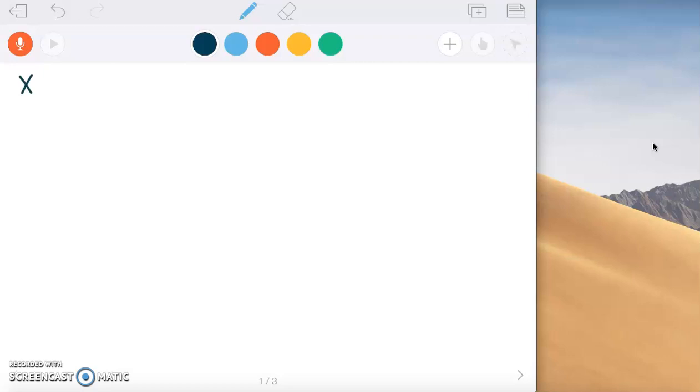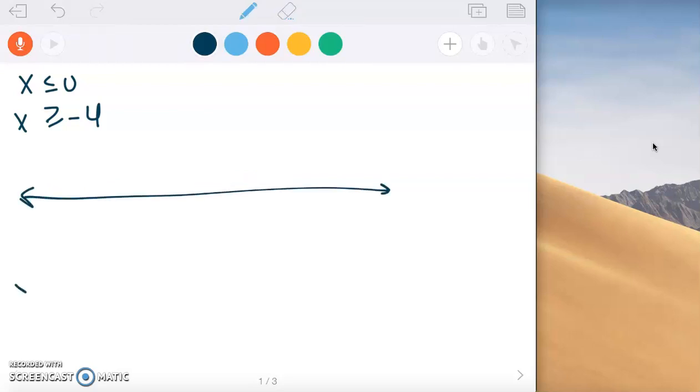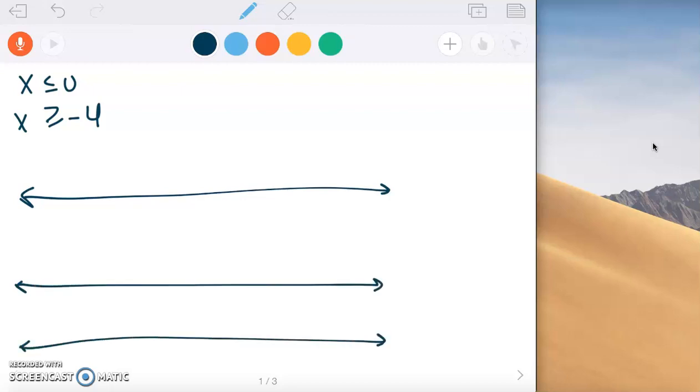We have x is less than or equal to 0 and x is greater than or equal to -4. So I'm going to draw three number lines to help show this. The first one is for our first inequality, the second one is for our second inequality, and the third one is for where they intersect.